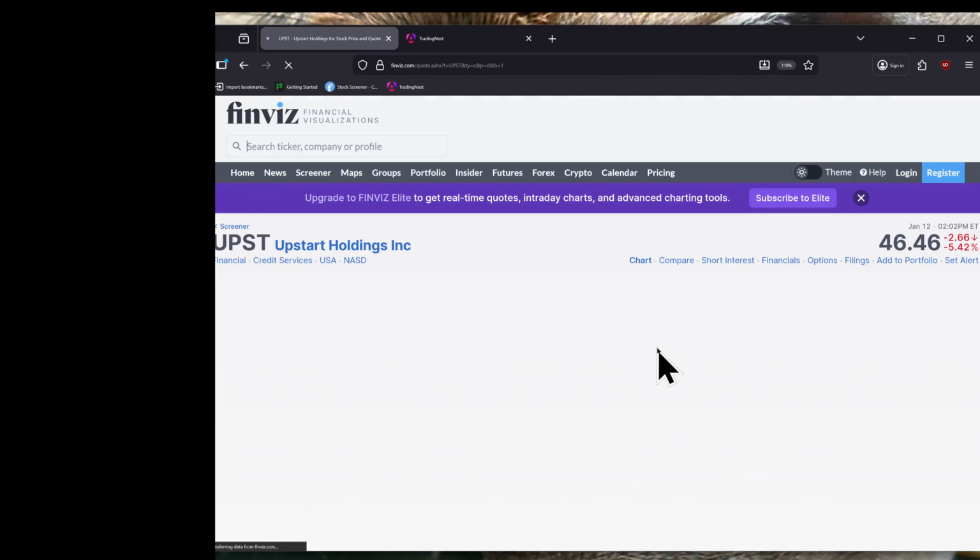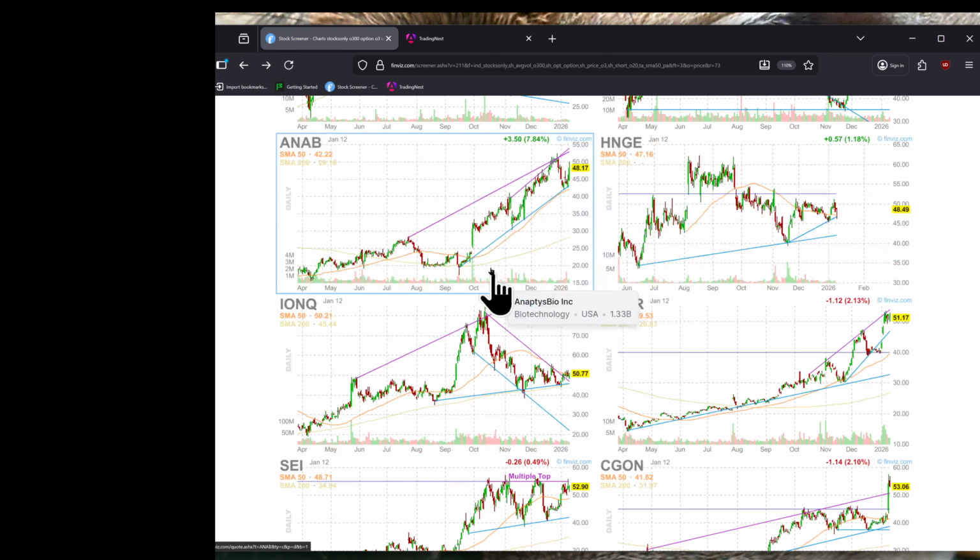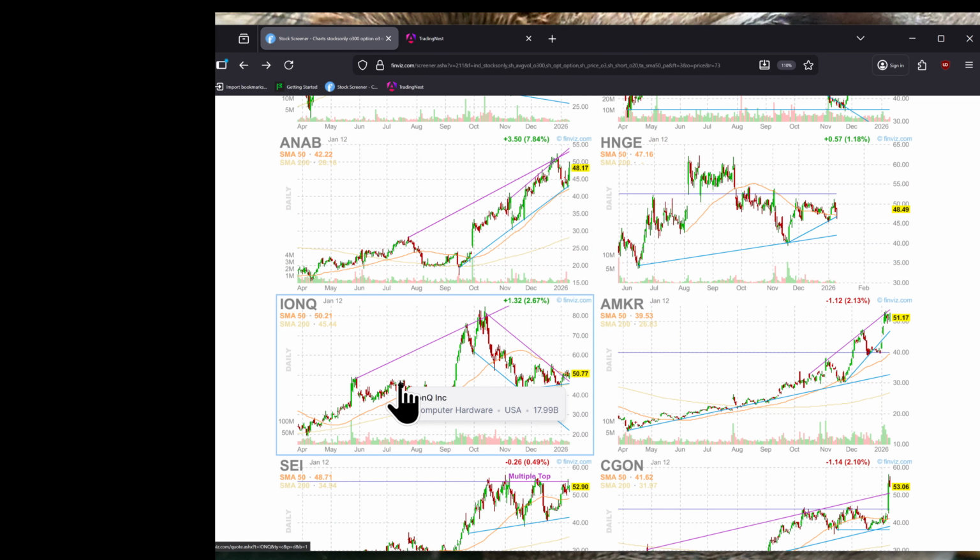Now, you might have said, how about Upstart? Well, Upstart was going up, but it had a ton of resistance. So we didn't go near Upstart. So all we did was go through these. IONQ, that looks pretty good. Now, this is a perfect example of a stock that looks pretty good on a chart.